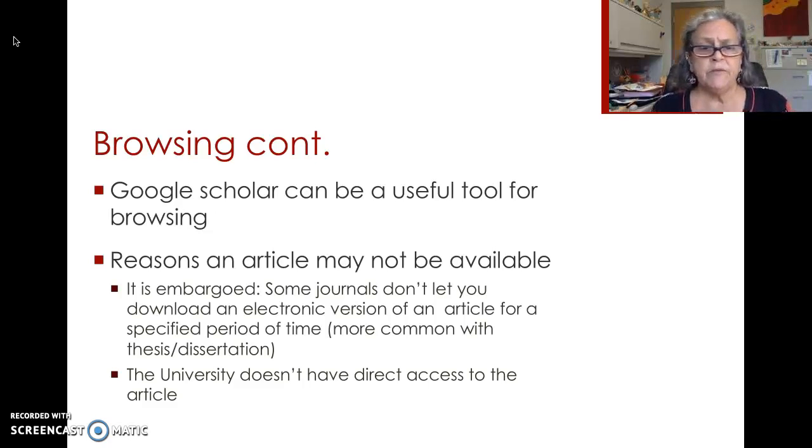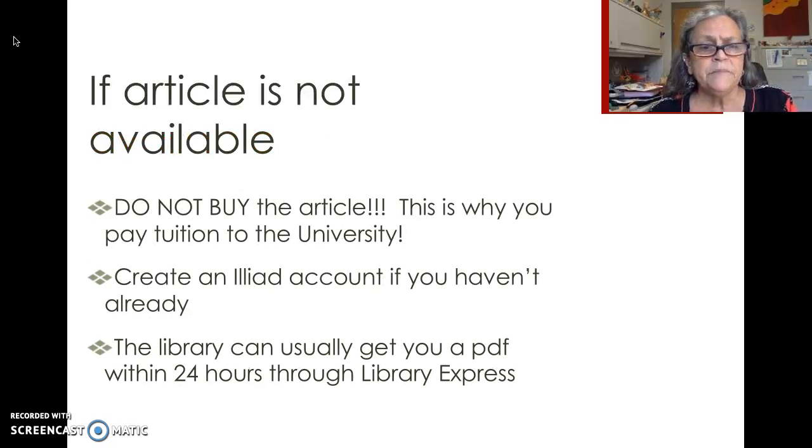Now, you might find something on Google Scholar and then try to find it through the university, and it might not be available because the university might not have direct access to it, or sometimes it's embargoed, like when it's a thesis or a dissertation. So if the article's not immediately available to you through the library, do not buy the article. Create an ILLiad account if you don't already have one, and request it through Library Express. You will be able to get almost anything through Library Express, and usually within about 24 hours.